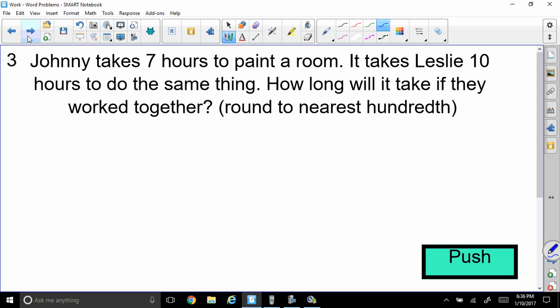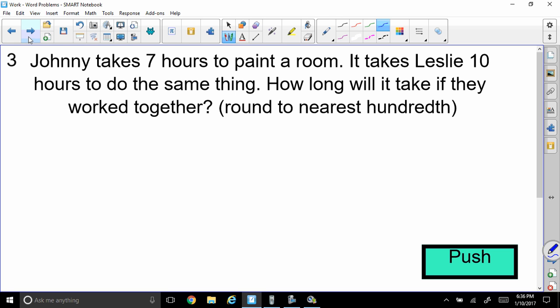So let's go to a problem. Johnny takes 7 hours to paint a room. It takes Leslie 10 hours to do the same thing. How long will it take if they work together?